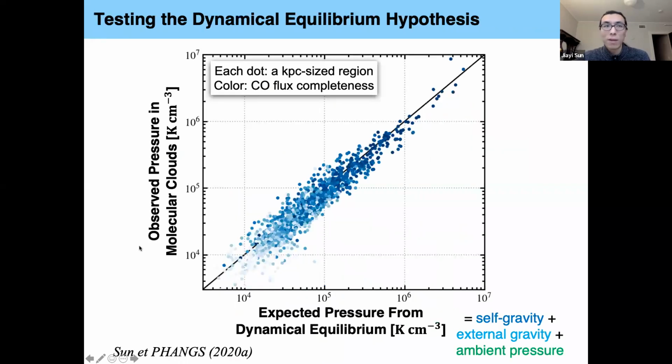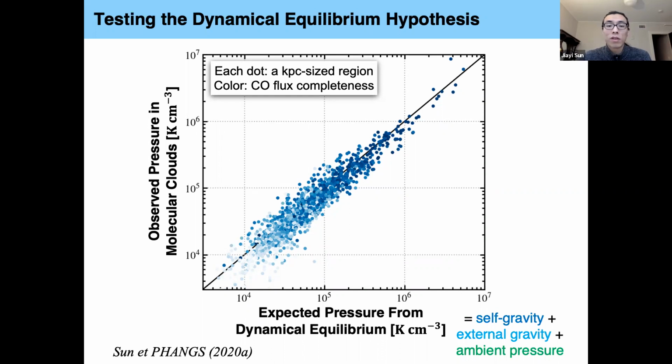And this is what I'm doing in this plot. On the y-axis, what I'm showing you are the measured turbulent pressure inside molecular clouds. On the x-axis is the expected pressure from dynamical equilibrium, that PDE term, which again consists of the three components. Each dot here now represents the cloud population in the kiloparsec-size region. And if you look at the distribution of all the dots, they follow this identity line in black quite well. So this is telling us that once you average over a molecular cloud population, this dynamical equilibrium hypothesis can explain the observed properties of molecular clouds relatively well.